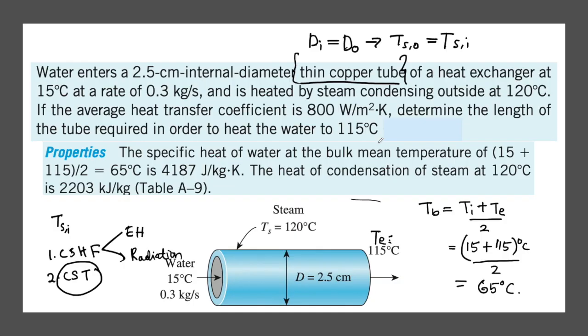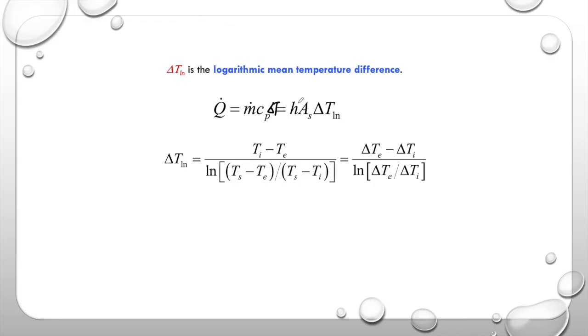Okay. Now in this question, the information given is 800 watt per meter square Kelvin. This is the average heat transfer coefficient h. So we do have h here. As, we cannot find As yet because we have to find the length, but we can still express As and leave it with unknown L.